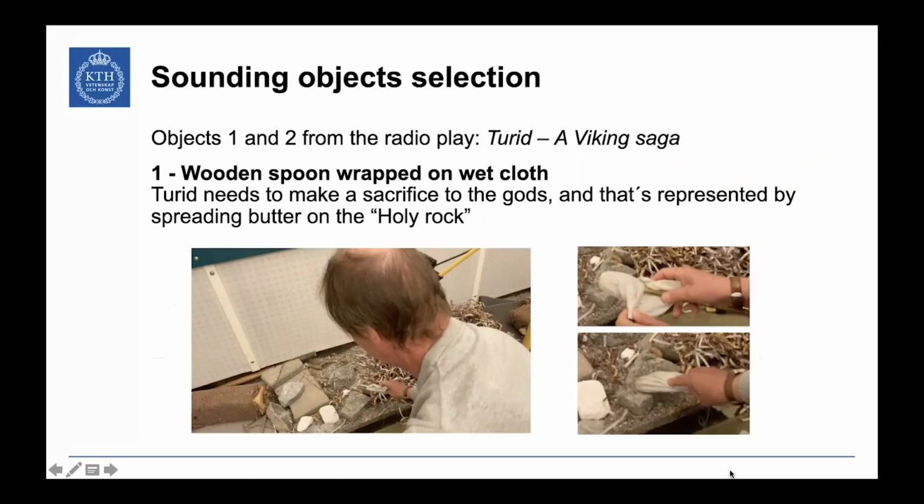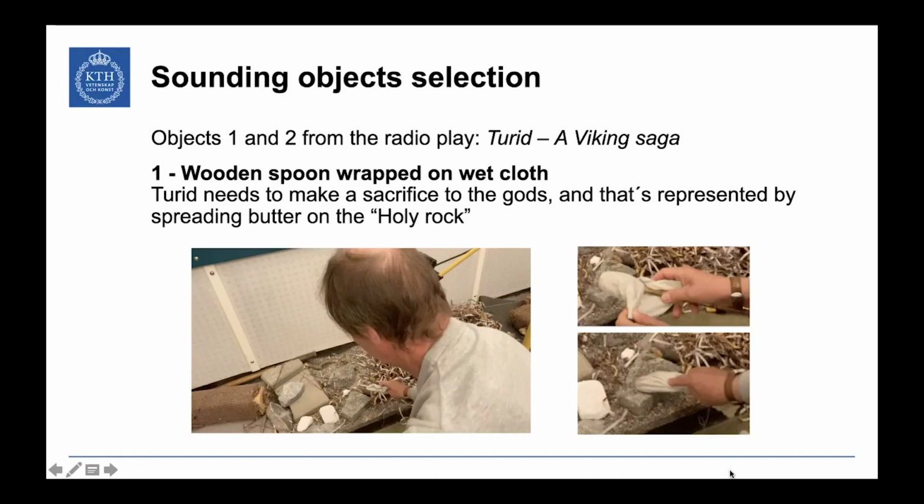Three sounding objects were selected for this project. The first two were utilized in the radio play Turid, a Viking saga. In this play, Turid is a 15-year-old royal daughter who is forced to embark on a life-threatening journey. The first object is a wooden spoon wrapped in wet cloth.